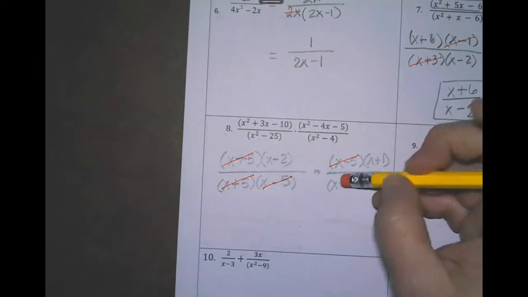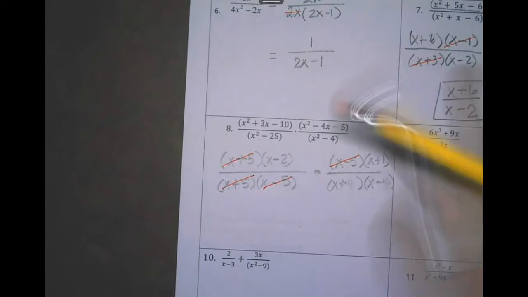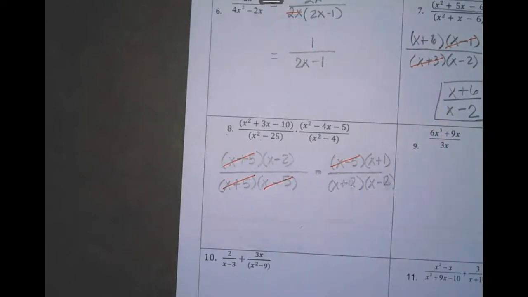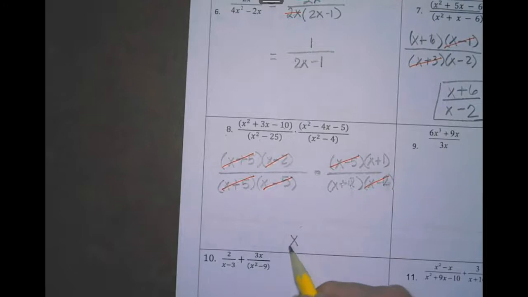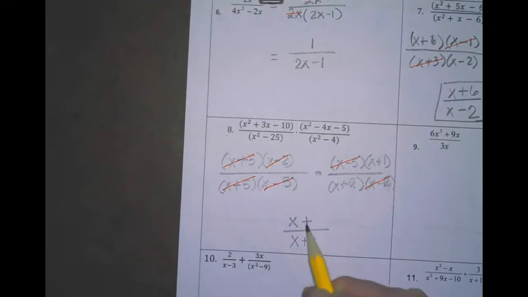Aha, I made a mistake on this factoring right here. The factors of 4 are 2. Let me fix that, and then this will cancel and this will cancel, and that is x plus 2 in the bottom and an x plus 1 in the top.